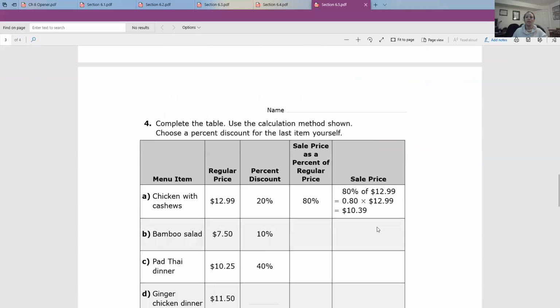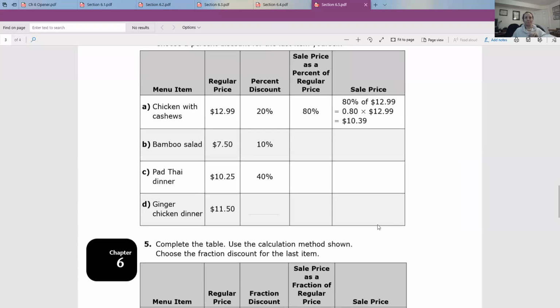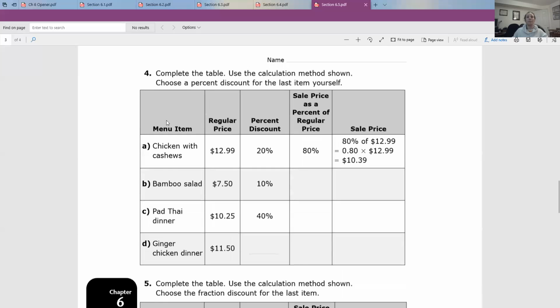So there's lots of things that you can think about there. Okay, question 4. So here are some menu items. Our job is to calculate the sale price. So chicken, and they do the first one for you. I will put the answers down, but I want you to try them on your own. So chicken with cashews, the regular price was $12.99.